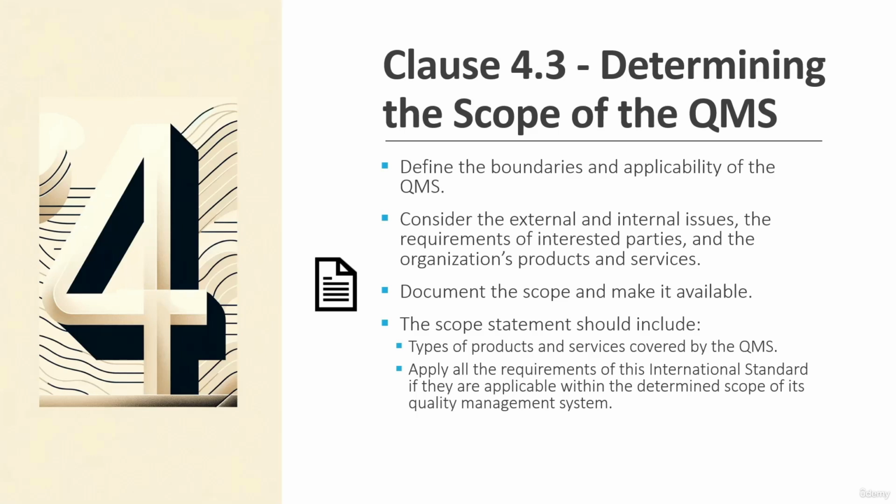And you need to document the scope of the quality management system. Earlier, when we were talking about documented information, we talked about maintaining documented information and retaining documented information. Maintaining documented information was to make a document and maintain that. Retaining documented information was basically a record of implementation. Here the standard is talking about maintaining documented information. That means this information you need to keep as a document, and the scope statement of the quality management system should include the types of products and services which are covered by this quality management system, and you need to apply all the requirements of the 9001 standard which are applicable for the scope which you have determined. So this was about determining the scope of the QMS, which is clause number 4.3.